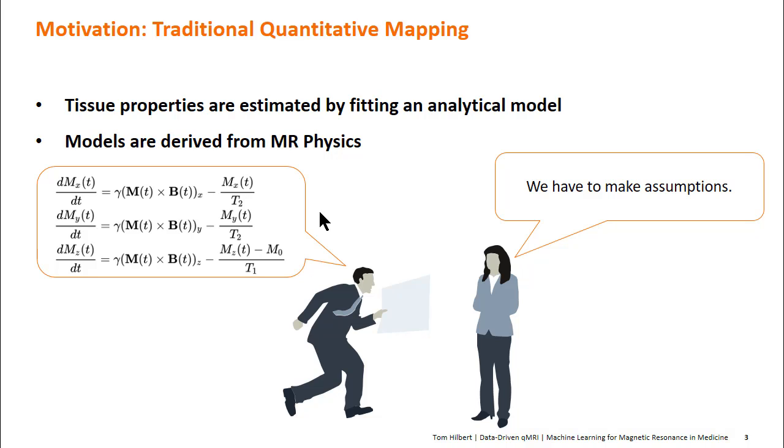In traditional quantitative mapping, we use an analytical model to fit a signal model onto the series of images. Typically, these models are derived from the MR physics, for example, using the Bloch equations. However, the Bloch equations are fairly simple, and often we use assumptions to simplify them and have a well-conditioned fitting procedure.